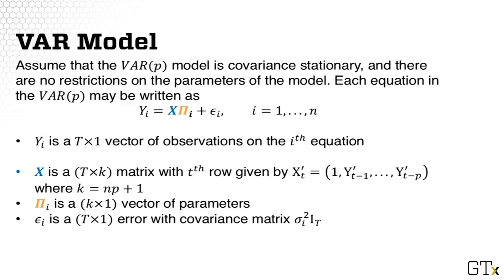X is the matrix of the lagged time series variables. The matrix X is of dimensionality t by n times p plus 1, with the tth row given by the lagged multivariate time series y at times t minus 1, t minus 2, up to t minus p. Last, the error term is also a t by 1 vector. We assume that the errors are independent, but the variance depends on i.